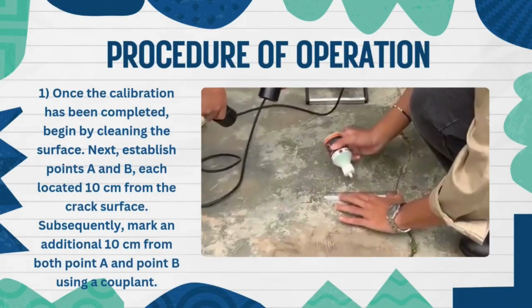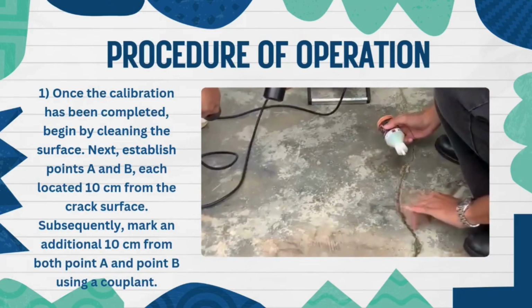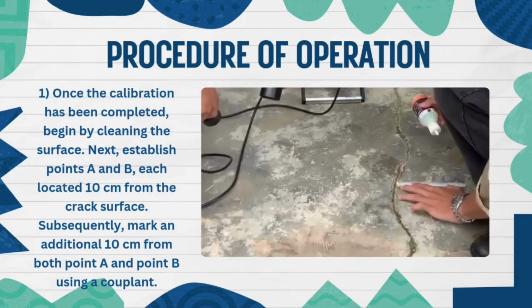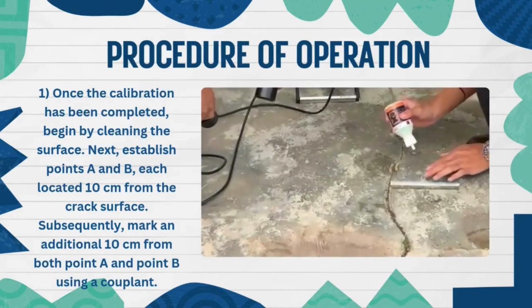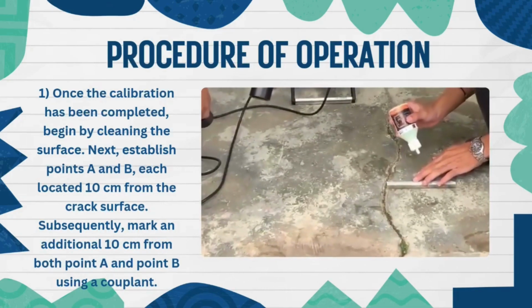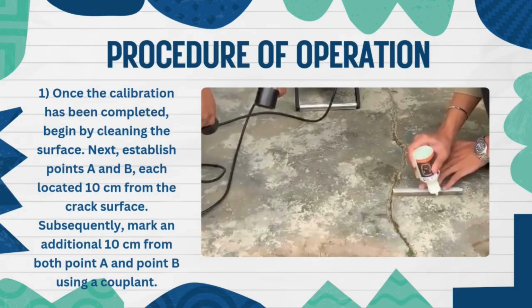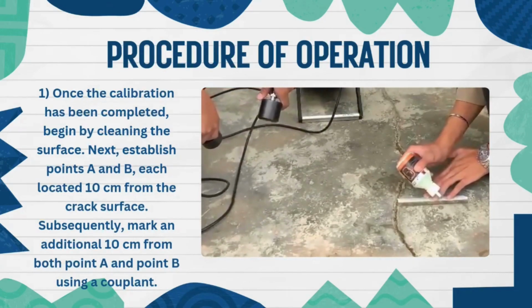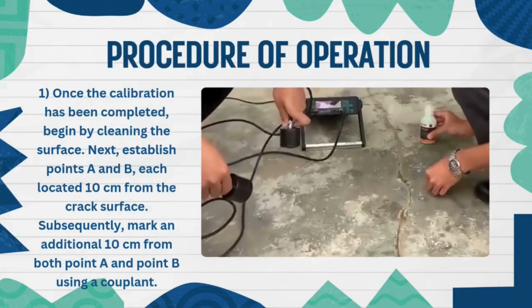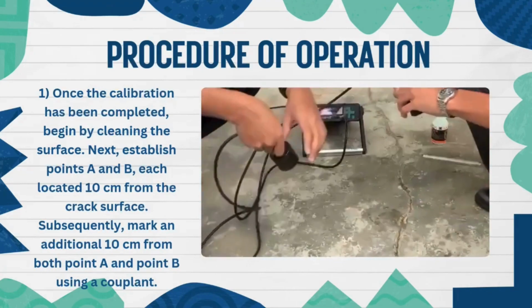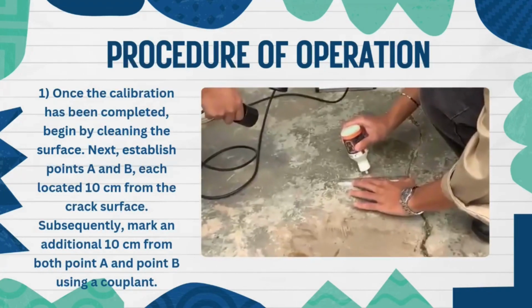Procedure of operation. Once the calibration has been complete, begin by cleaning the surface. Next, establish point A and point B, each located 10 cm from the cracked surface. Subsequently, mark an additional 10 cm for both point A and point B using a couplant.